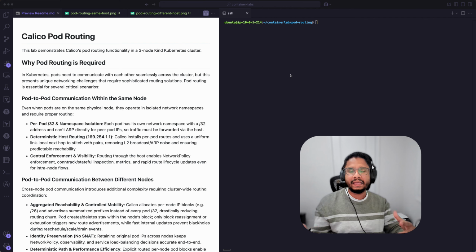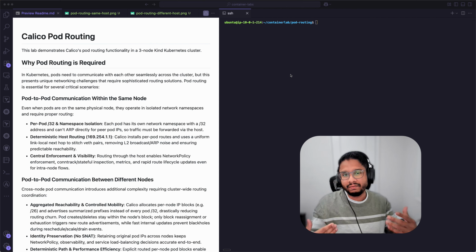Now in this lesson we're going to talk about pod routing, which is the process of moving packets in and out of your network so that your pods can communicate with other pods in the cluster as well as other workloads in your broader environment.